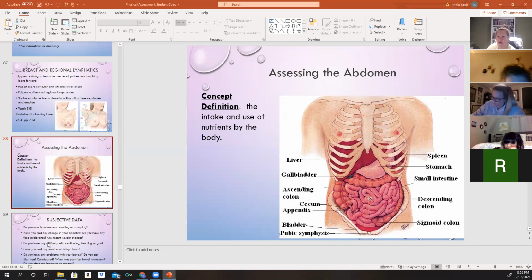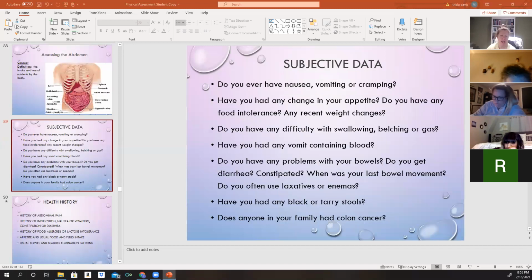So when you are talking to these patients, you are going to want to ask these questions. Do you have any nausea? Do you have any vomiting or cramping? Again, keeping in mind, if you have a patient that came in because they had a knee replacement, you might not ask all these questions because it's not really part of that focused assessment for them. If you had a patient that came in with a bowel obstruction, then absolutely you're going to ask all these questions because it would be appropriate.